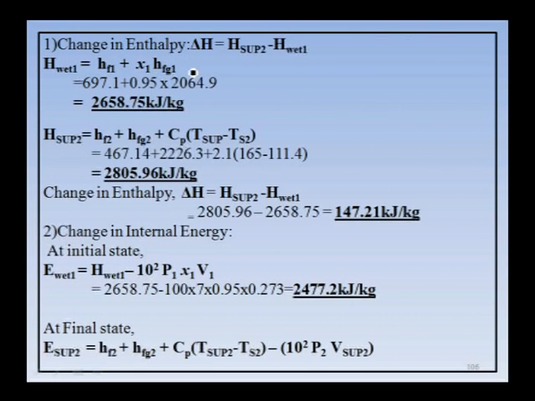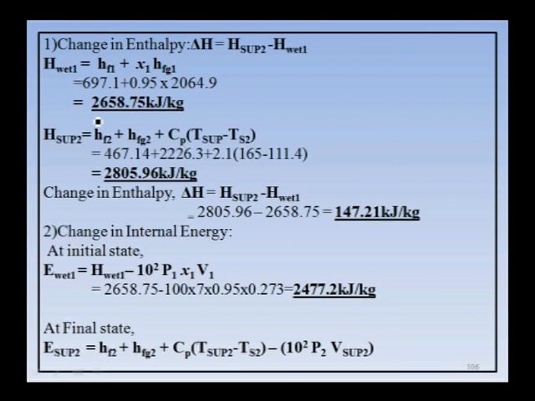First, change in enthalpy, that is delta H. Delta H is equal to H2 minus H wet 1. Why? Because the final condition is superheated and the initial condition is wet. So first find the enthalpy of steam at the initial state, that is H wet 1. You know the formula: Hf1 plus x1 Hfg1. So x1 is given, that is 0.95, and Hf1 and Hfg1 we have taken from the steam table.